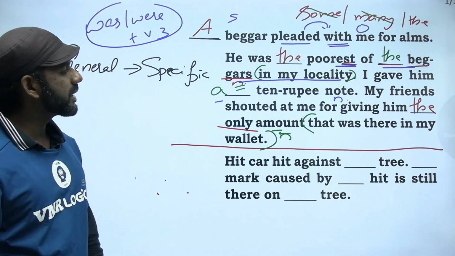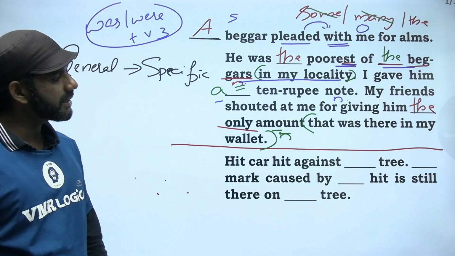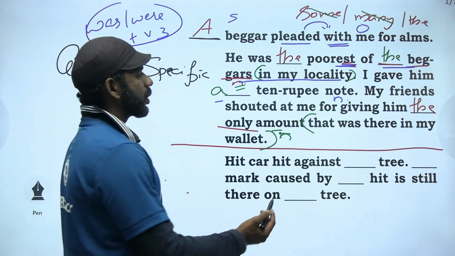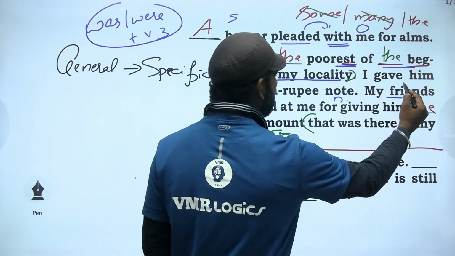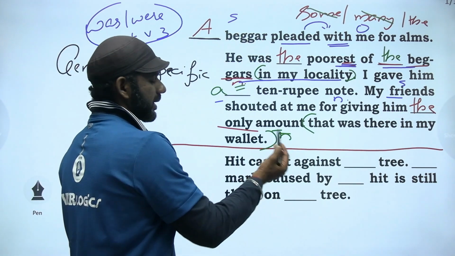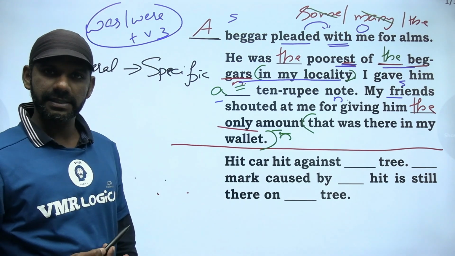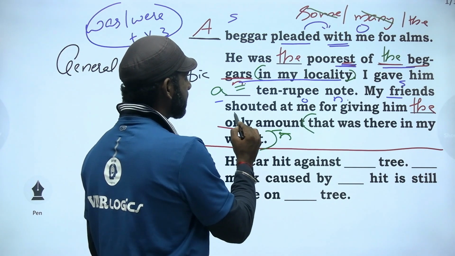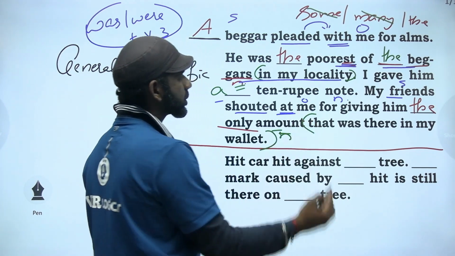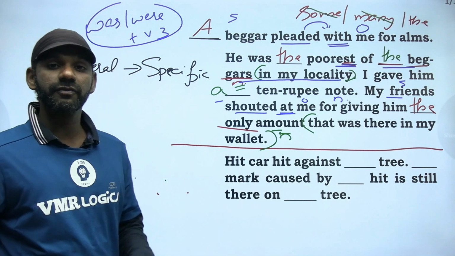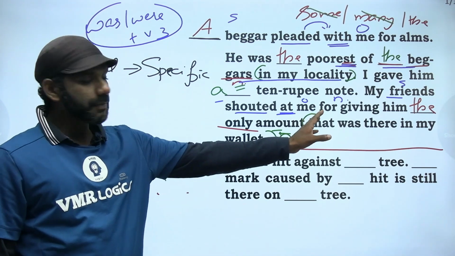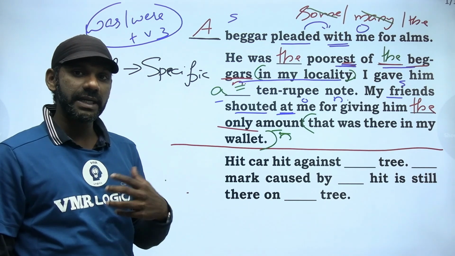My friends shouted at me for giving him the only amount that was there in my wallet. My friends shouted at me. My friends did the action. Subject. Shouted at me, in the sense, me, I received the action. Object. Shouted is a verb. At is a preposition. Shouted at becomes a phrase. And we should not divide the words in a phrase. Take up to here. My friends shouted at me.